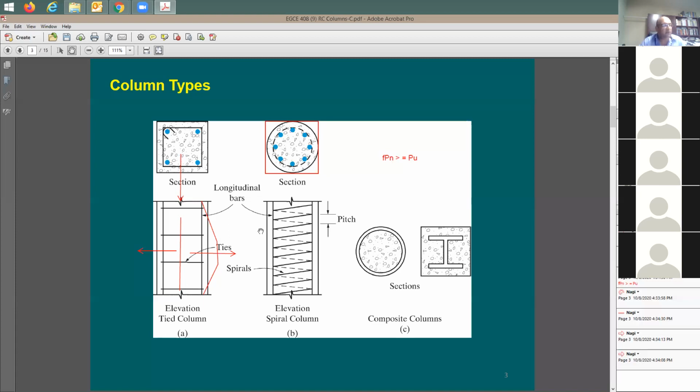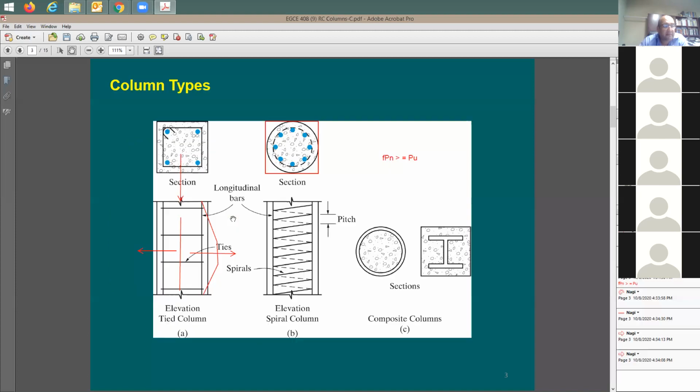Now I'd like to compare tie columns and spiral columns. Which one do you think is going to be stronger? If you have the same cross-section area and the same vertical reinforcing, but here you have more spiral, because look at the spacing here, it's going to be very tight, right? So which one do you think is going to be stronger, the tie column or the spiral column? Spiral. The spiral is going to be stronger, and we have our reason. We have more confinement. Concrete properties are going to be much higher. Performance is going to be much higher in the spiral columns.